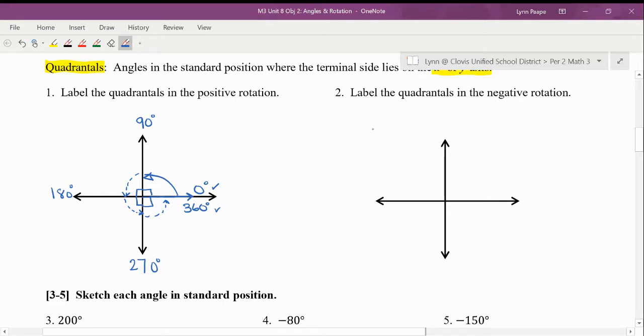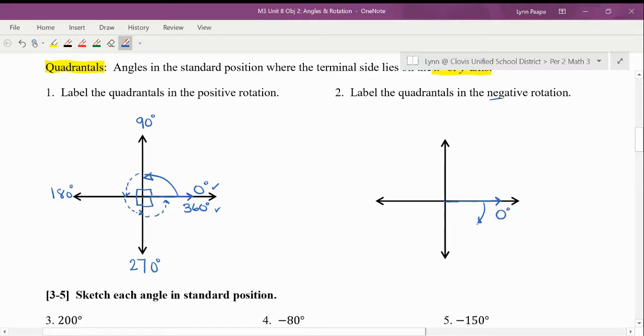For question number 2, we're labeling the quadrantals, but this time we want to go in a negative direction. That means we're going to go downwards. So again, my initial ray will start here, and I'm going to start at 0 going downward. I'm going to put the 0 degrees this time below.